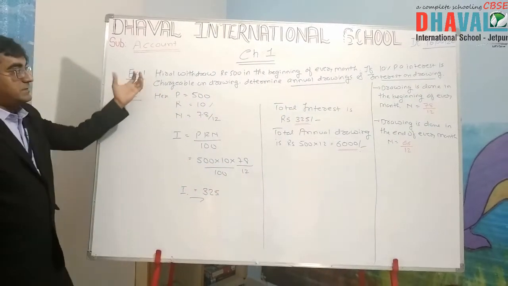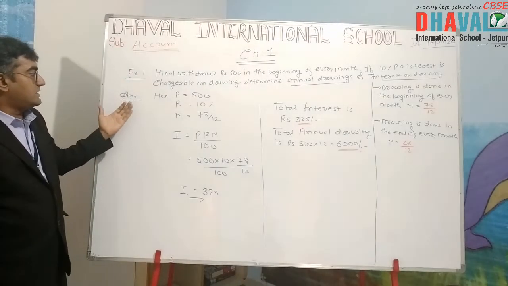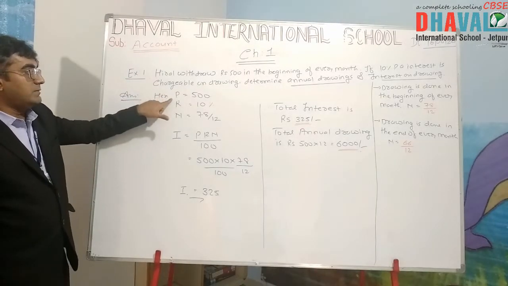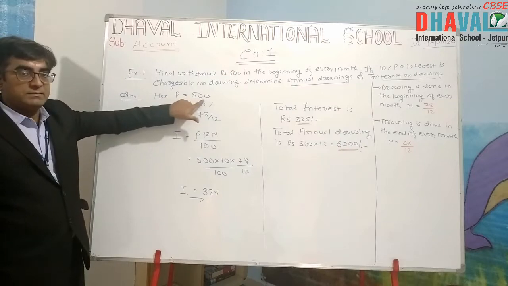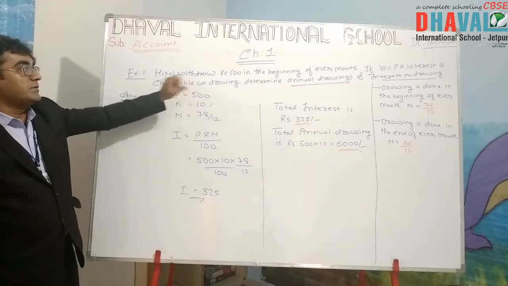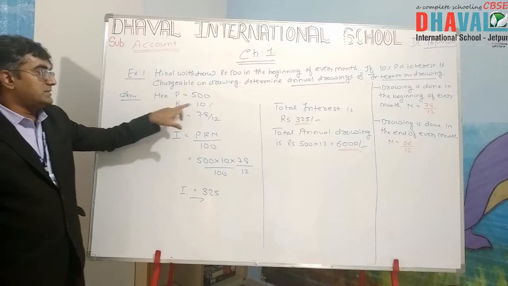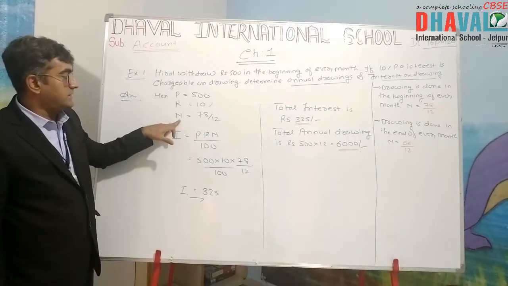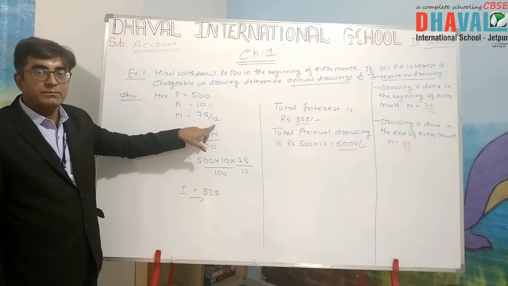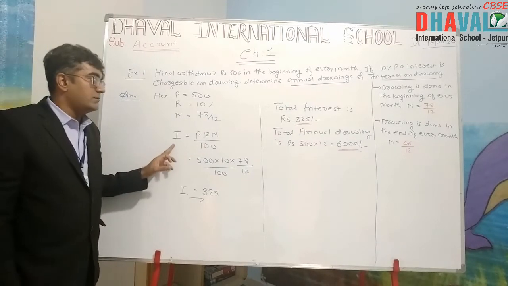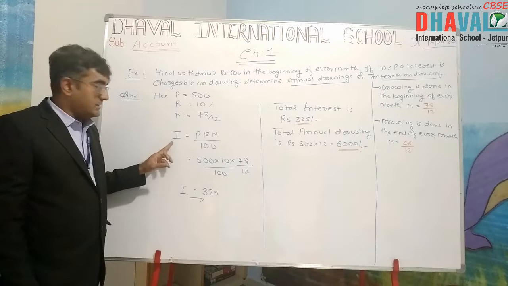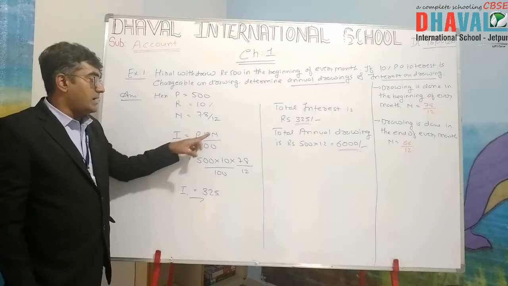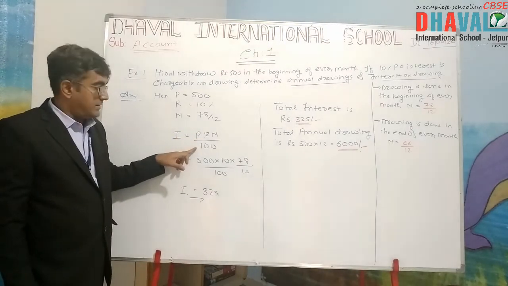From the question, first we take the required material as the answer. Here P, the principal, is 500 rupees. The rate of interest is mentioned as 10%. And n, as usual from the information, we take 78 by 12. Now we apply the formula for calculating the interest: I equals PRN upon 100.